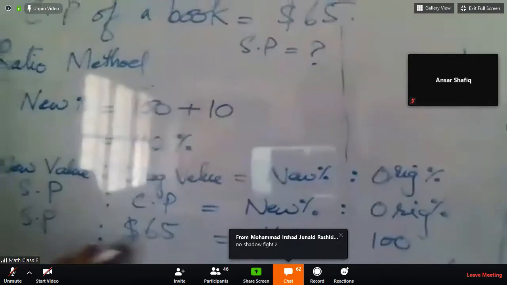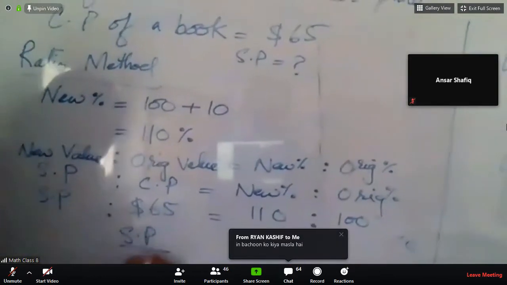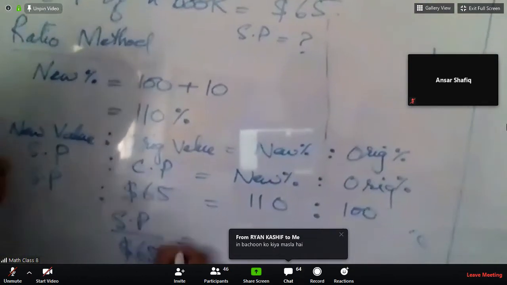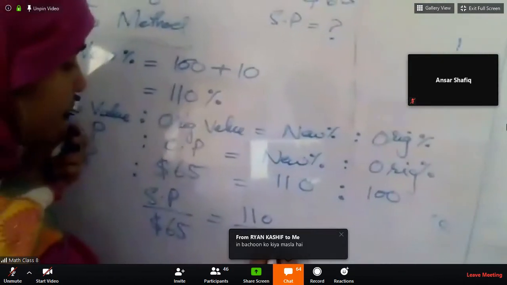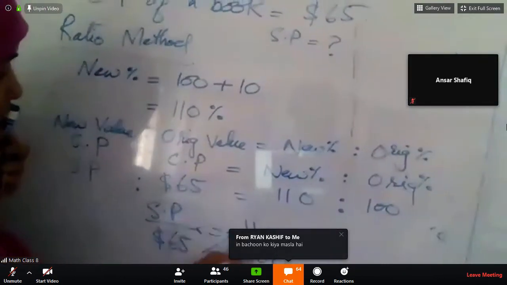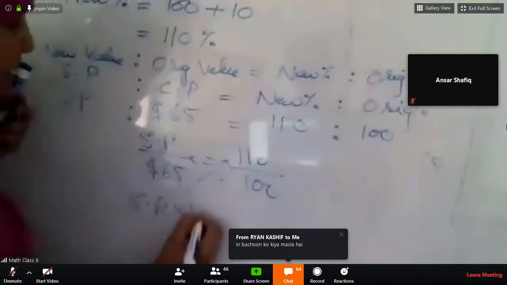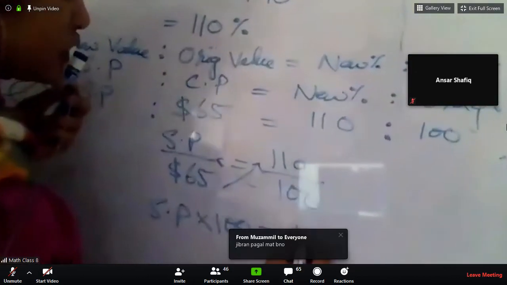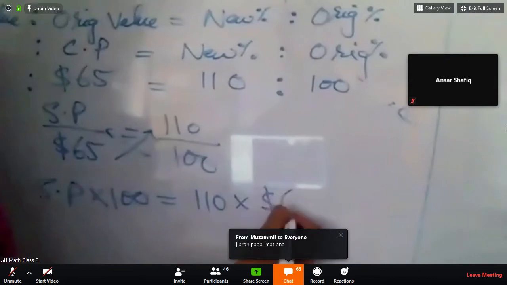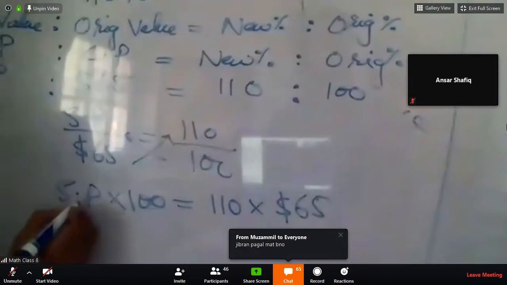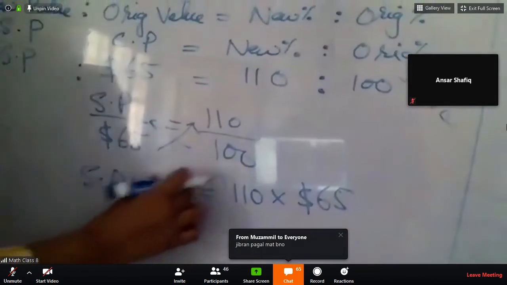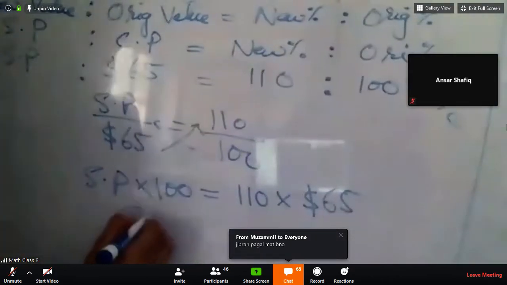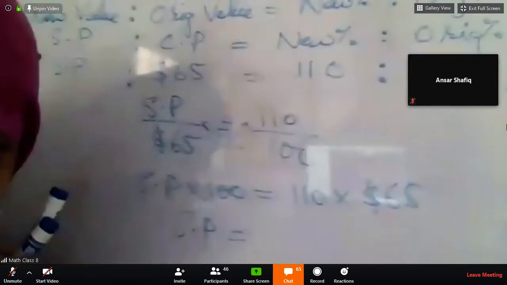First of all, the ratio must be converted into a fraction in this way, and then cross multiply the values. Sale price multiplied by 100 equals 110 multiplied by $65. Sale price is multiplying with 100, so when 100 is shifted to the other side, it will divide.